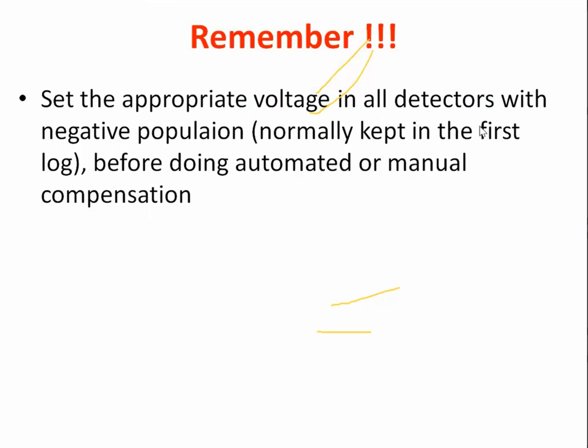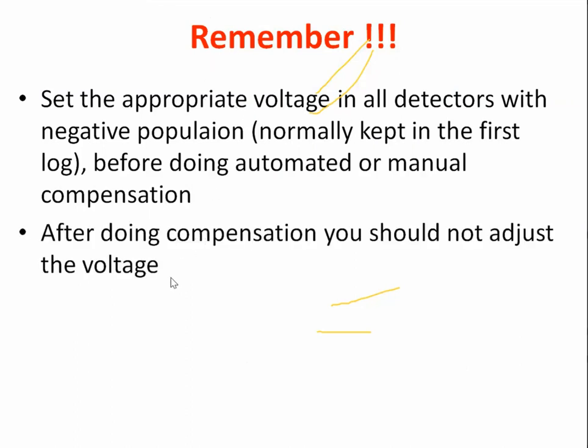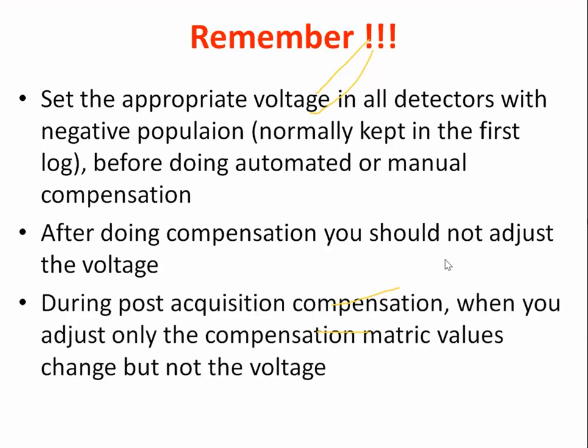To set the appropriate voltage in all detectors, the negative population is normally kept in the first log. I showed you, right? The negative population should be kept in the first log, in the negative area, before doing automated or manual compensation. Never adjust the voltage once you have done the compensation. It is very bad. After doing compensation, you should not adjust the voltage. That is the tip, especially for the fluorescent channel voltages, or fluorescent detector voltages.